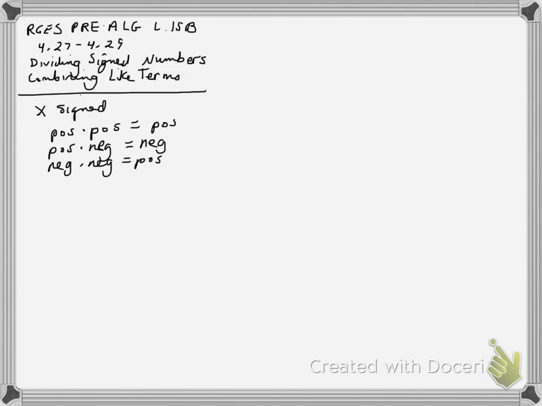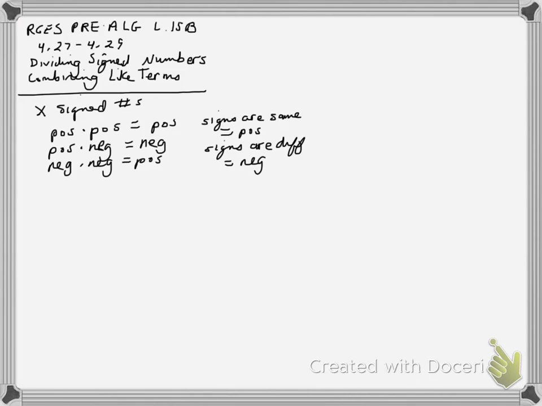We're talking about multiplying signed numbers. We can also think about it this way. If the signs are the same, both positive or both negative, then you will have a positive. And if the signs are different, either a positive times a negative or a negative times a positive, then your answer will be negative.